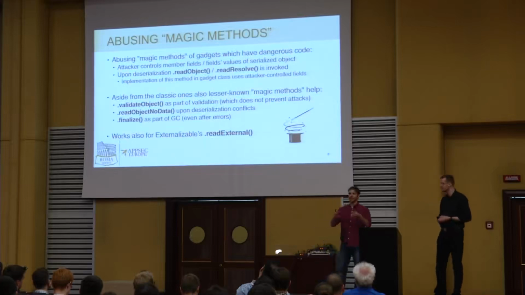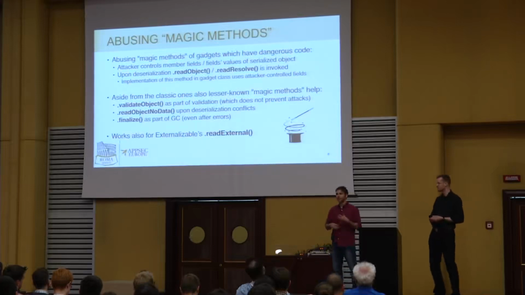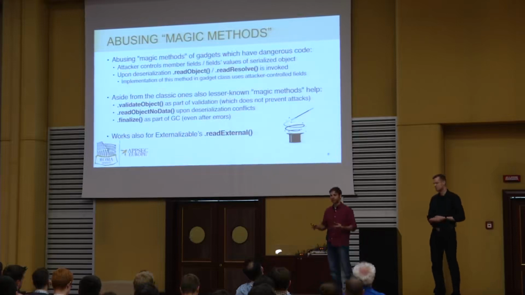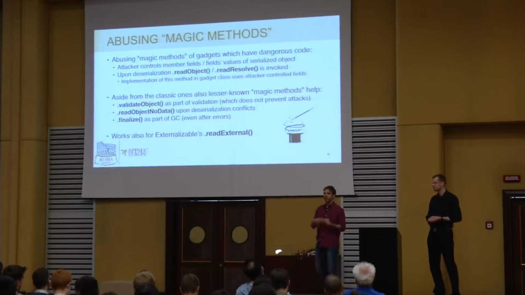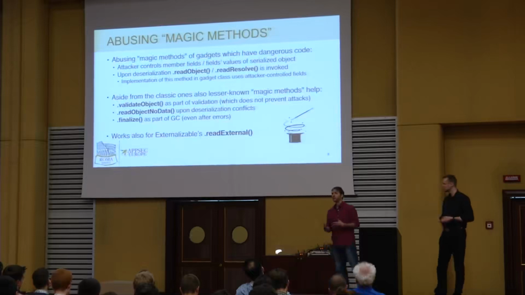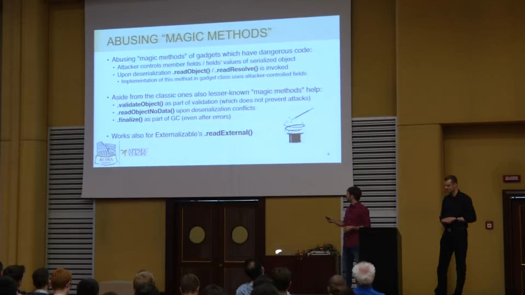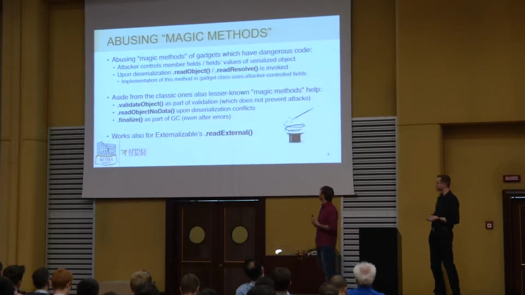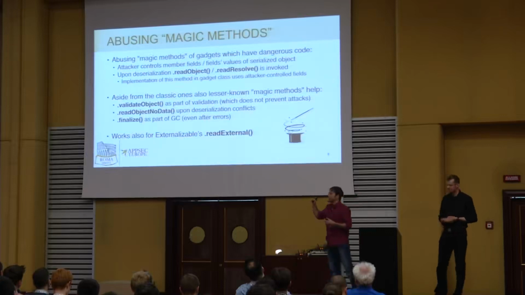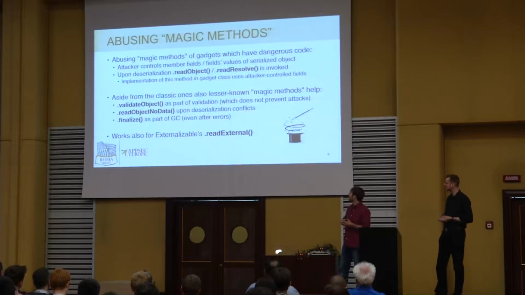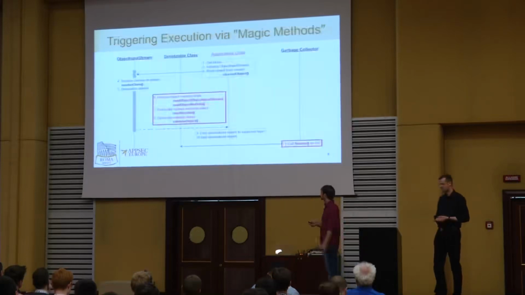So if those member fields are used in a dangerous way and can cause remote code execution or writing files to the file system or things like that, attackers will be able to actually abuse that in order to achieve remote code execution. So apart from the well-known callbacks like readObject and readResolve, you also have to look for callbacks like validateObject, readObjectNoData, or even the finalize method invoked by the garbage collector.